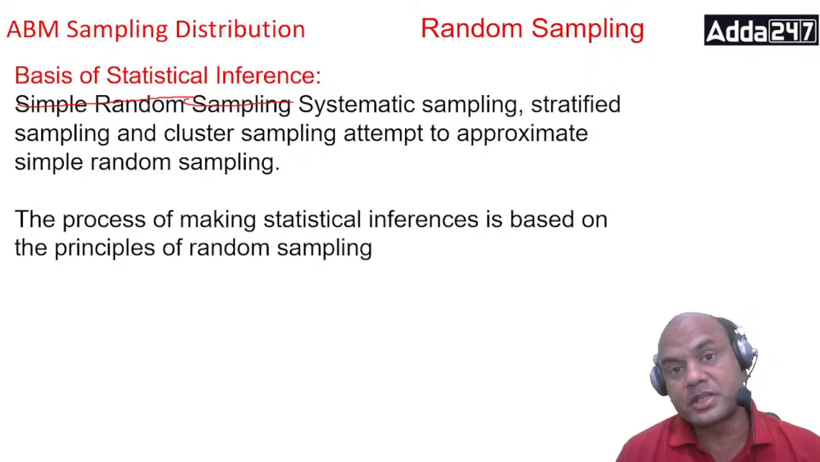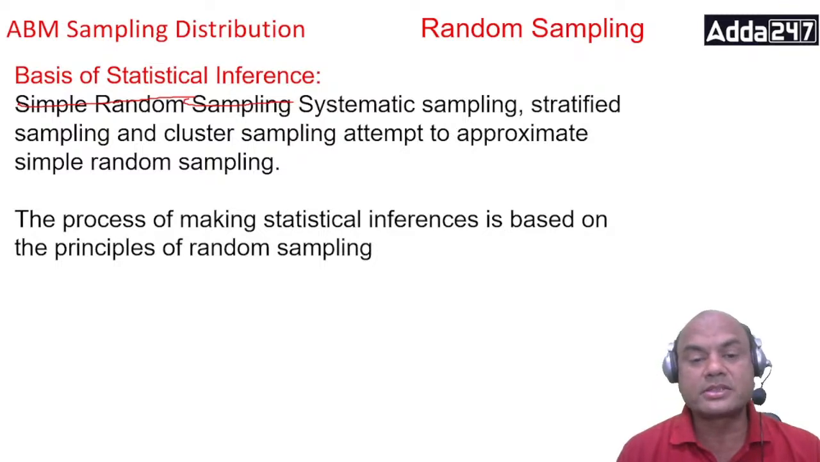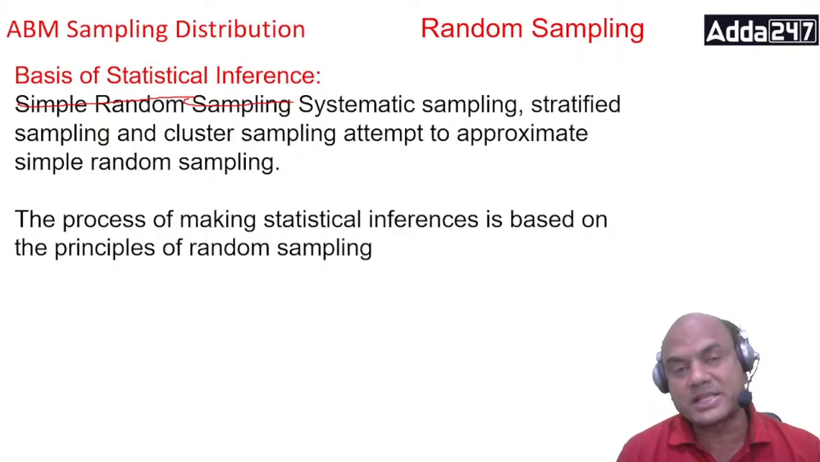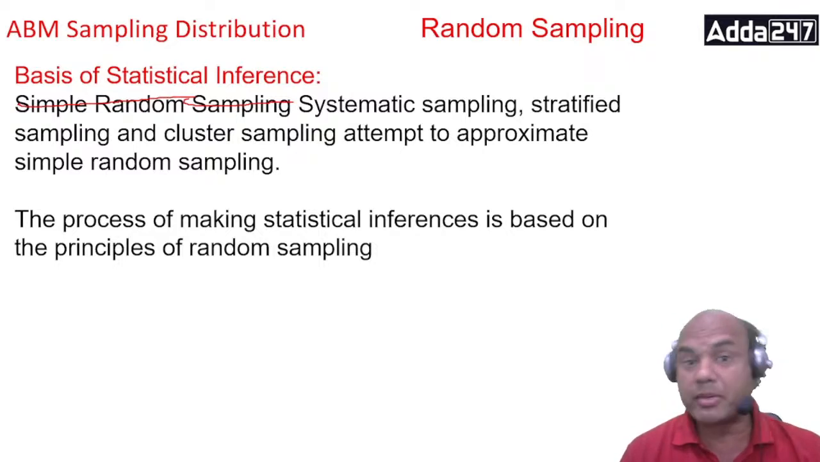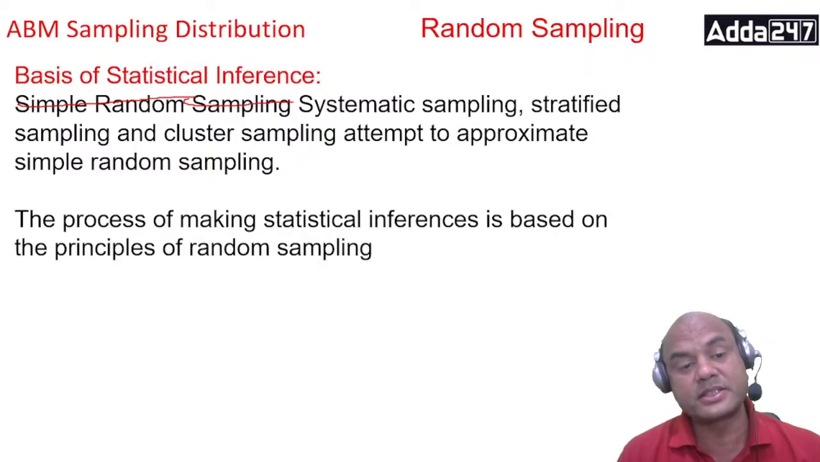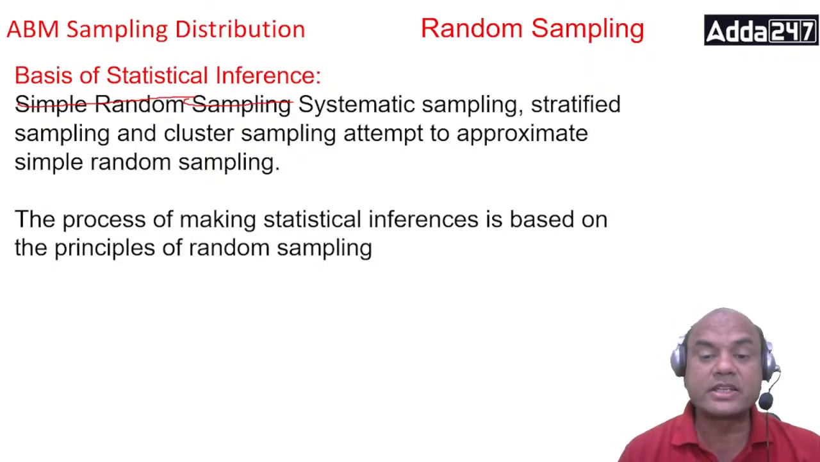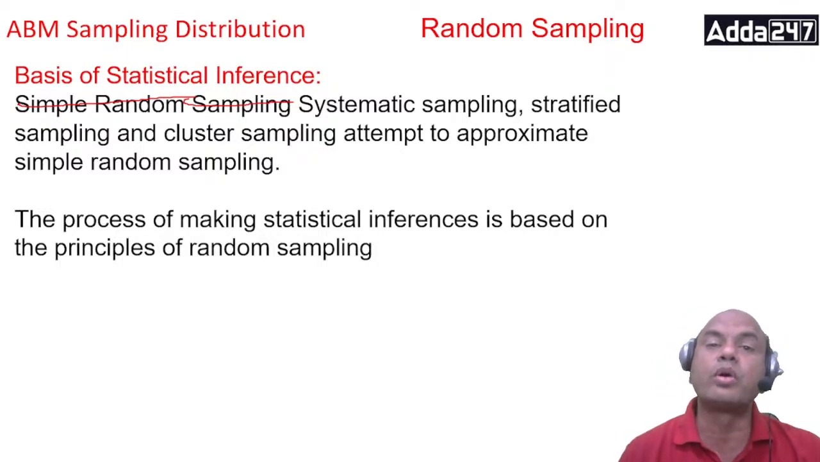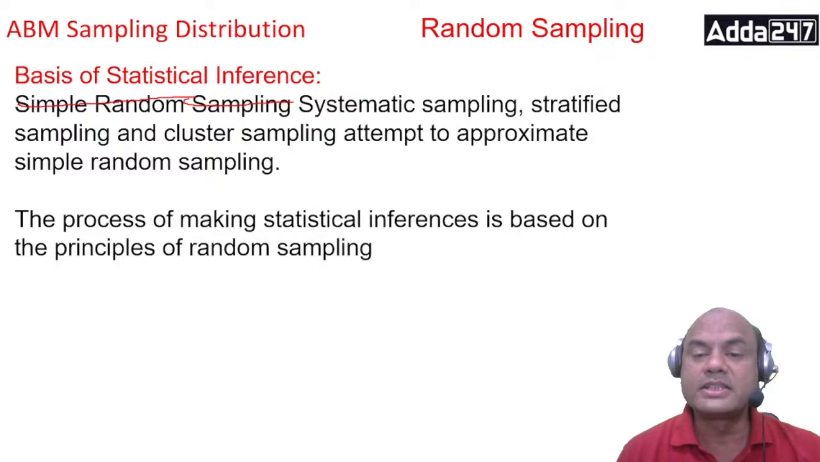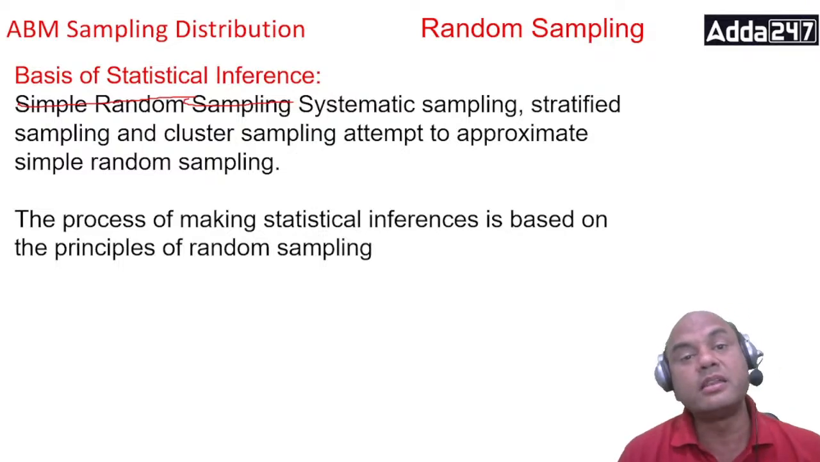This is an exam question. In the exam they will ask you: systematic sampling, stratified sampling and cluster sampling will attempt to approximate dash, and then the answer will be simple random sampling. Remember, these are the practical questions asked in the exam. The process of making statistical inferences is based on the principles of random sampling. Very importantly, remember, simple random sampling is the best sampling available throughout the world. All these systematic, stratified, cluster are taken later. They are an approximation.